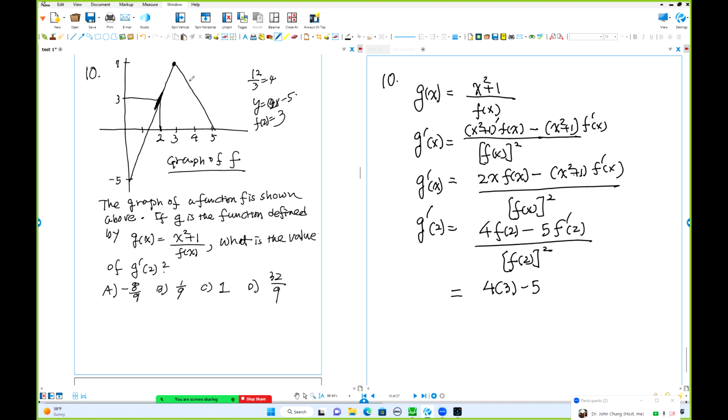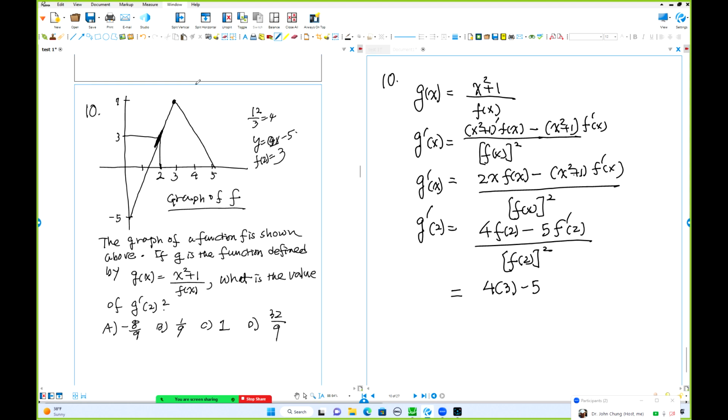This point is when x equals 3, y is 7. This point is when x equals 0, y equals negative 5. What's the slope between these two points? 7 minus negative 5 over 3 minus 0, that's 4, isn't it? The slope is 4 there. So at any point over here there is always a constant slope. At 2 it's also 4. So 5 times 4 over here.